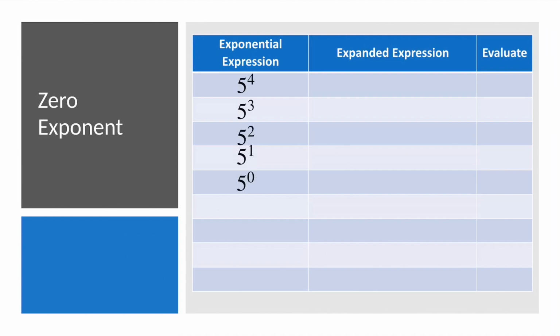So the next thing we're going to talk about is our zero exponent property, and this is another one of our exponent laws. So let's go ahead and start from what we already know. So we've got 5 to the 4th power here, and we want to expand that out. So we're going to do 5 to the 4th, which is 5, 4 times. So 5 times 5 times 5 times 5.